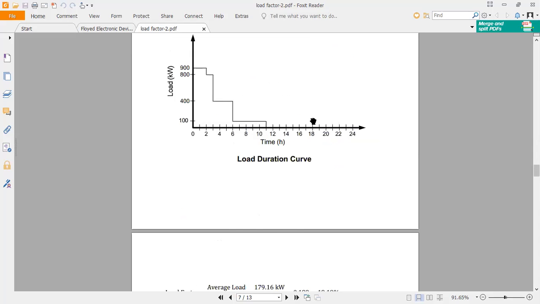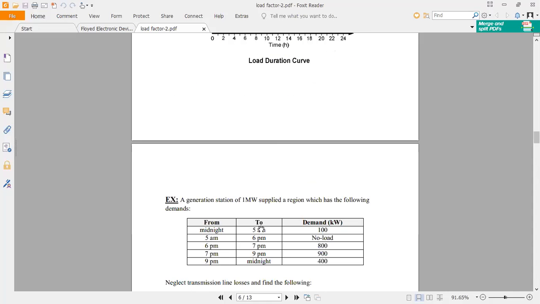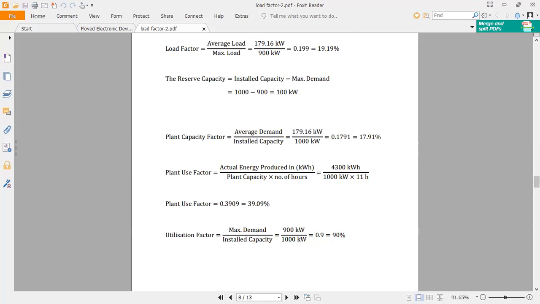The same value we are using in the numerator, divided by the maximum load. And where is the maximum load? Here is the maximum load: 100, no load, 800, 900, 400, out of which this is 900. So from here we can extract 900, divide both the things, and we got 0.199, that is less than 1, and multiplied by 100, it will be 19.19 percent.